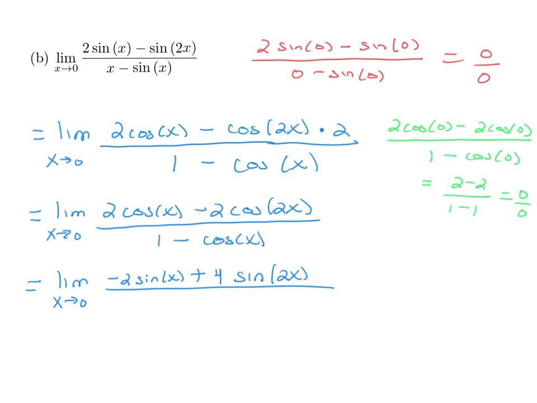And in the denominator, the derivative of 1 goes to 0. Cosine goes to negative sine. We'll again have an extra negative to make it positive sine. If this limit exists, it'll be equal to all of these, meaning we've found this limit.